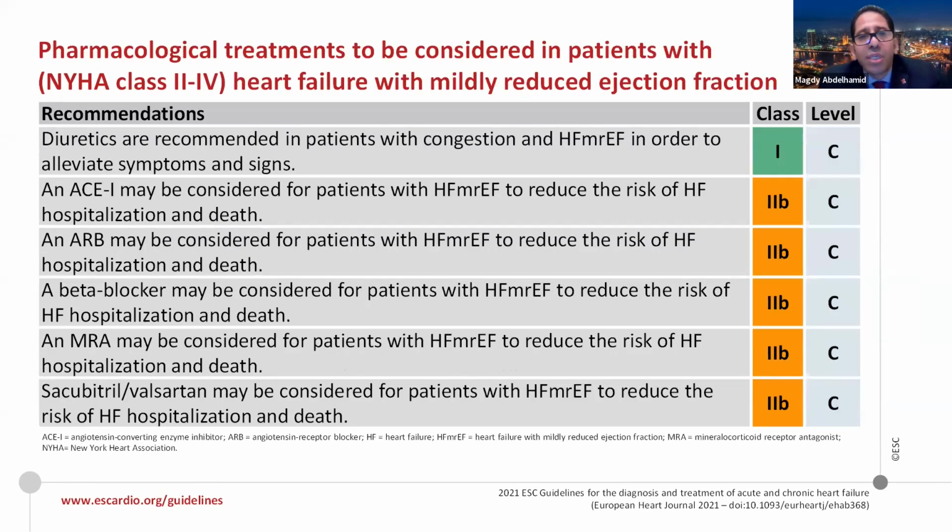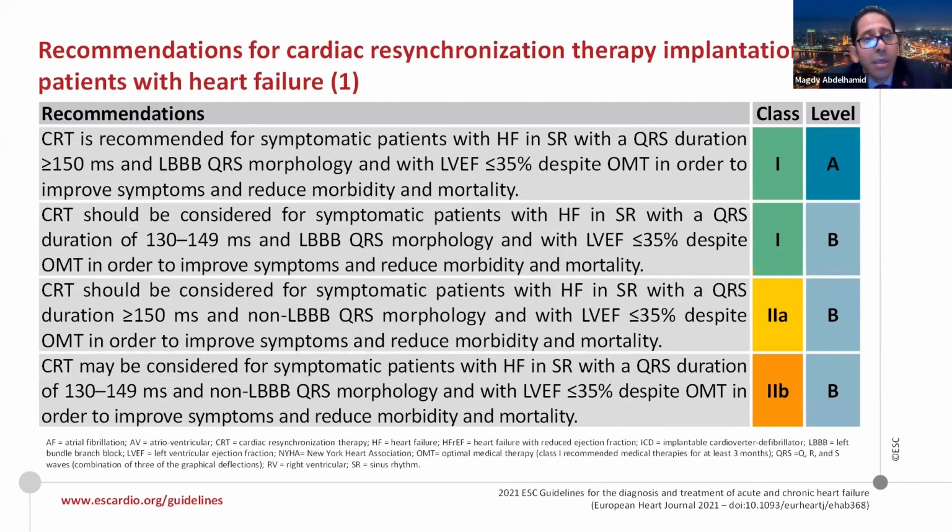The new phenotype, which is heart failure with mildly reduced ejection fraction, which is ejection fraction 41 to 49. The new guidelines recommend, as a class 2B recommendation, ACE inhibitors, ARBs, beta blockers, MRA, as well as sacubitril valsartan, and diuretics to relieve congestion, class 1C recommendation.